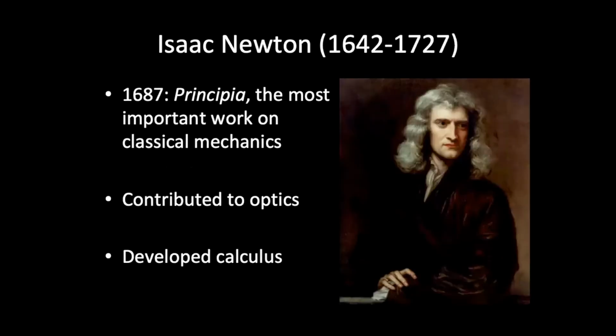Isaac Newton was born in 1642, the same year that Galileo died. In 1687, he published his Philosophiae Naturalis Principia Mathematica, often known as the Principia, which lays the foundations for classical mechanics. Newton also made contributions to optics and shares credit with Leibniz for developing infinitesimal calculus.